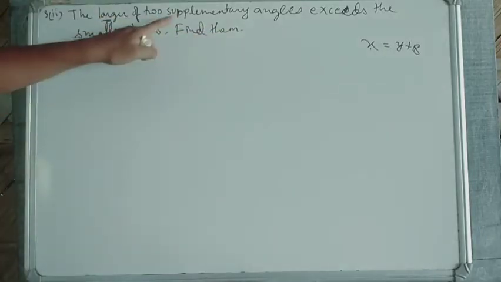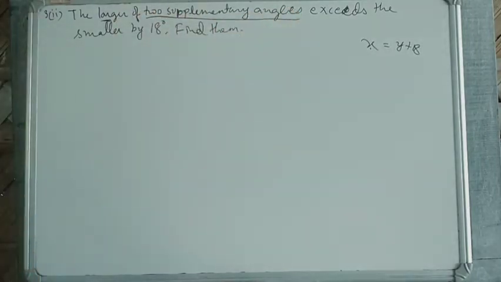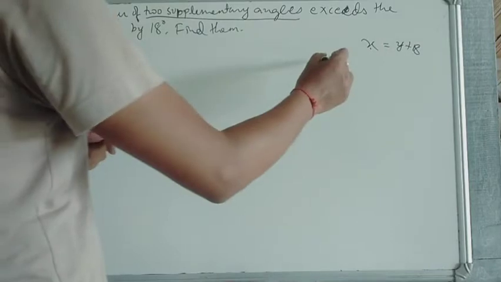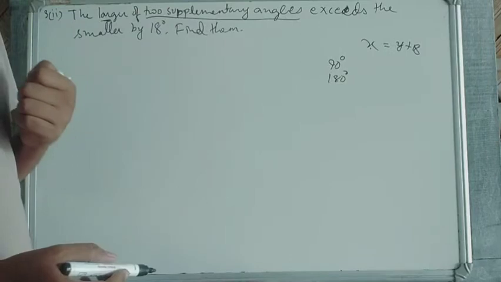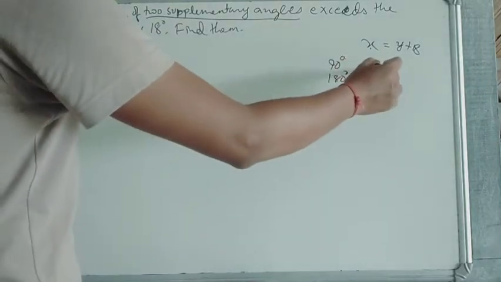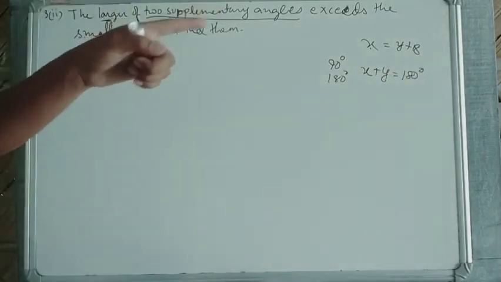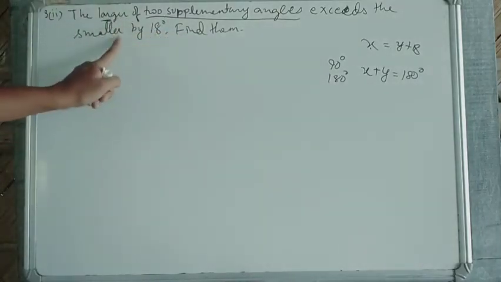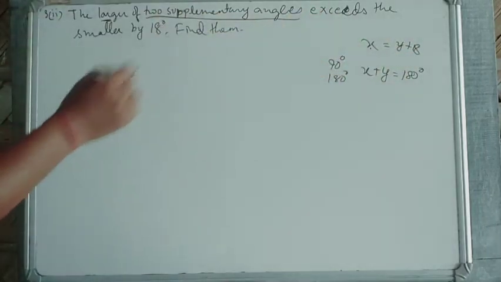Now the second thing is two supplementary angles. This is another condition which is given indirectly. What are supplementary angles? There is complementary and supplementary, that I have told you earlier also. Complementary means 90, supplementary means 180. So the sum of the two angles is how much? 180 degrees. That is another condition given. So these are the two conditions we got, and this is how you have to get the conditions.